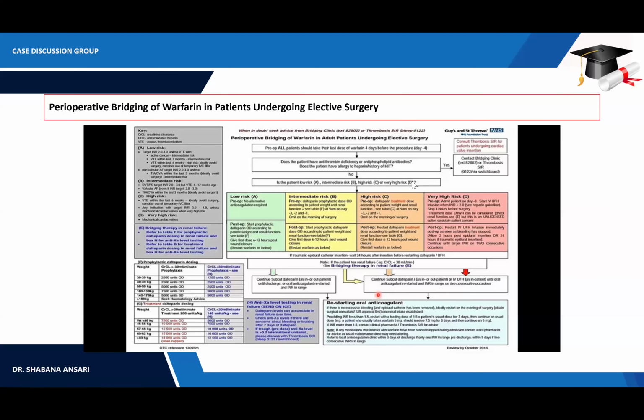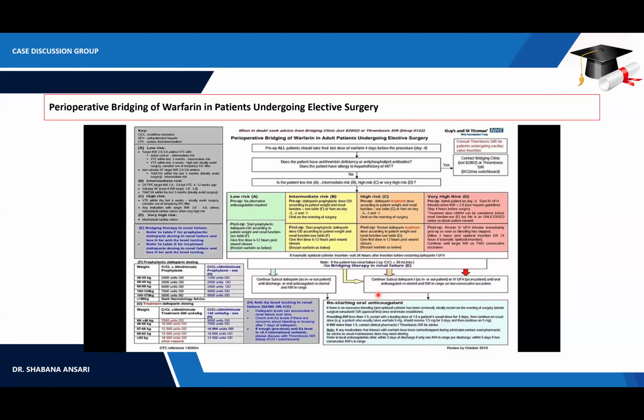Diana, bridging thromboprophylaxis is a process where we switch over from long-acting oral anticoagulants to short-acting injectable anticoagulants in the perioperative period in case of elective surgery. Am I clear so far? Okay, so you mean to say that if a patient is on a long-acting oral anticoagulant like warfarin, we will convert it to short-acting injectable anticoagulants like heparin before the surgery. Yes.